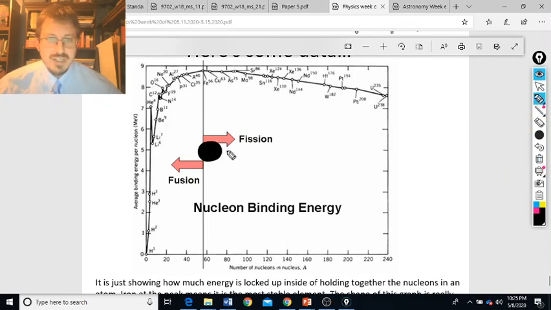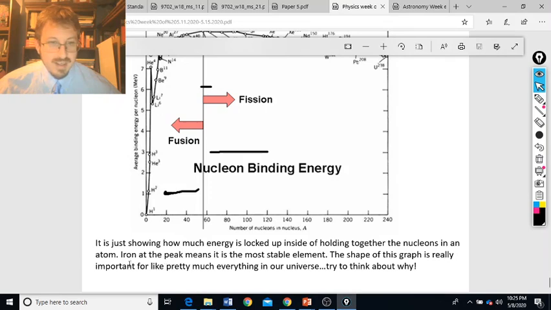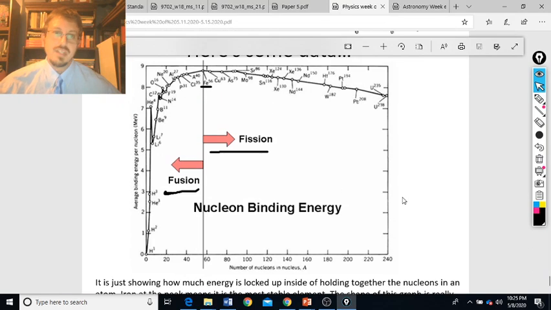It's saying fission goes that way with our, once again, thick pen there. So we've got fission that moves this way and fusion moving that way from this peak at iron. And I think I even say in the slide down here that iron at the peak means it is the most stable element. So there's one hint there. Iron is the most stable element.